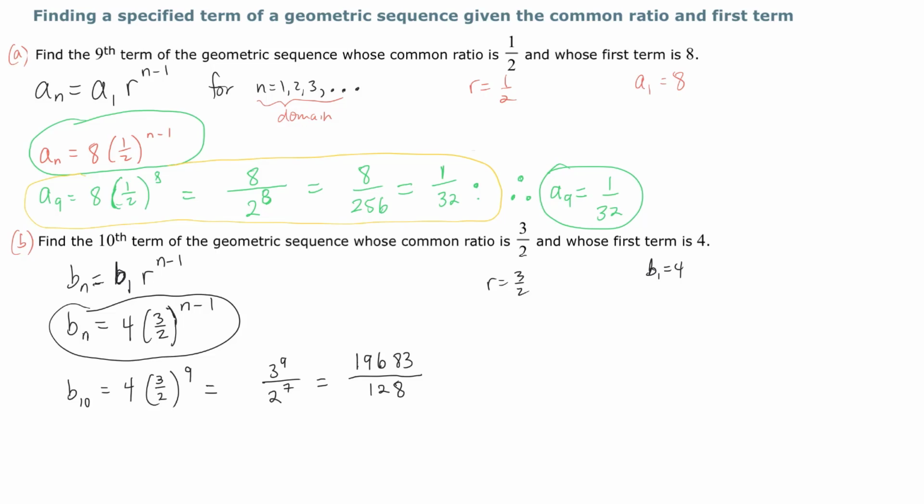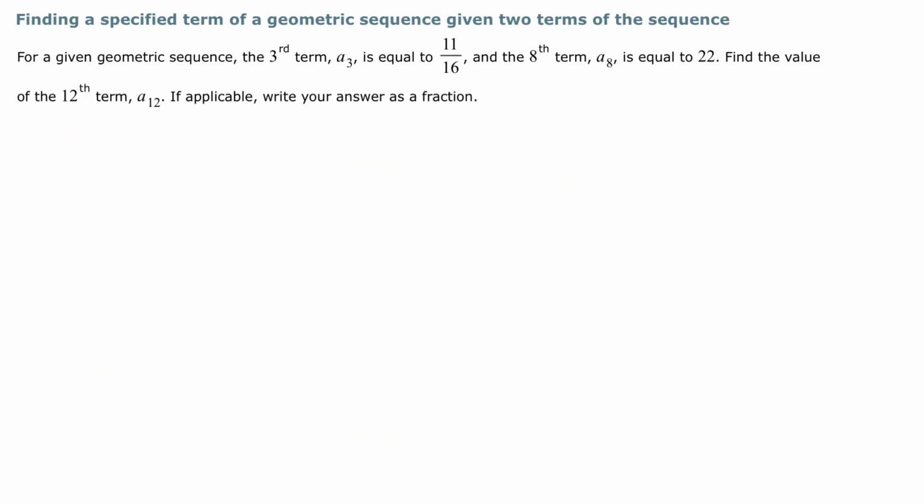And since there are no common factors, 2 and 3 are prime numbers, so that will be the final answer. Therefore, b sub 10, your final expression, is 19683 over 128. Circle our answer in our work, and we're done.